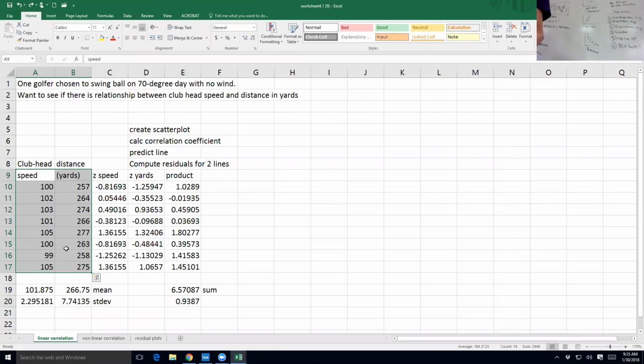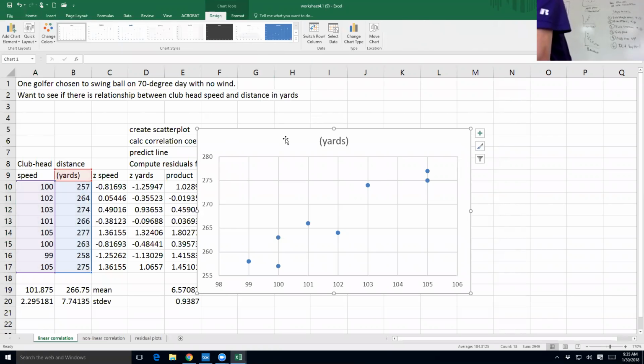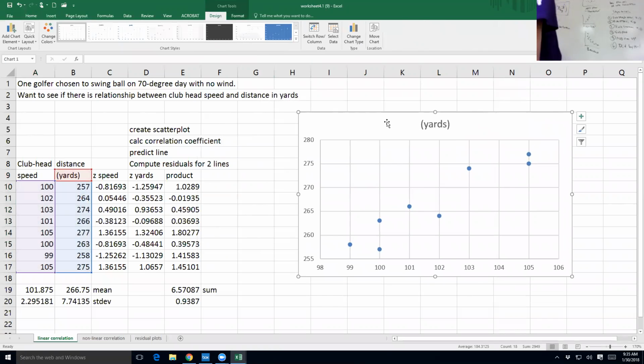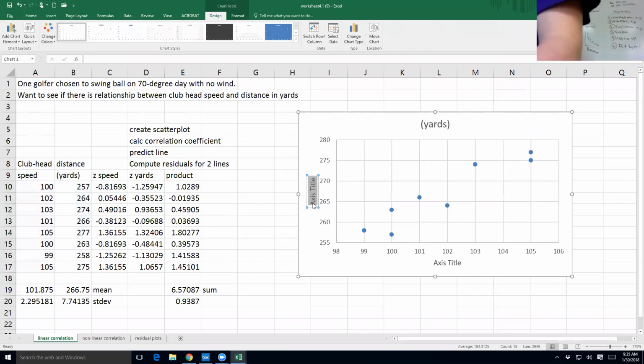So how do we create our scatter plot? Preston. Scatterplot. By the way, when you do this, make sure that the speed and the yards are selected. That'll make your life a lot easier. So it's not labeled very well. How do I label it? Click on the plus sign. Axis titles. What is this over here? Distance in what unit? Yards. Make sure you put yards on there because otherwise we'll be like, I don't know what that means.